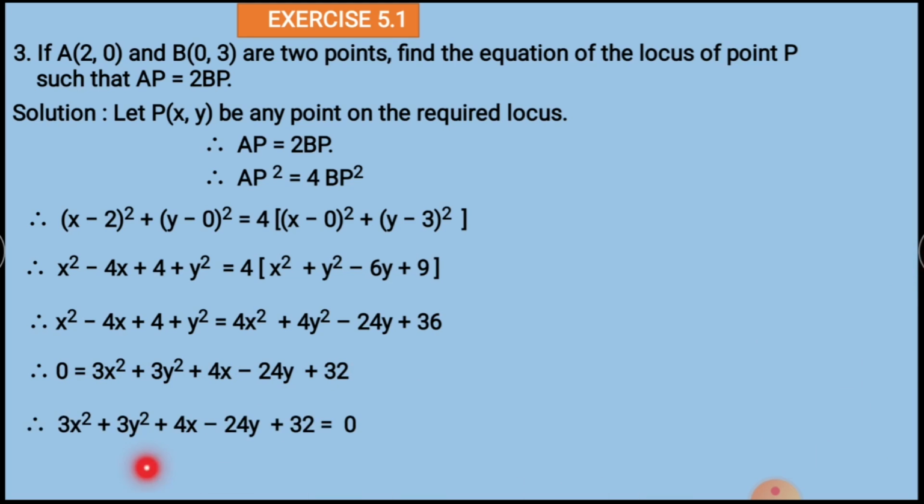So we write this as 3x square plus 3y square plus 4x minus 24y plus 32 equals to 0. This is the required equation of locus. So we write here this is the equation of locus.